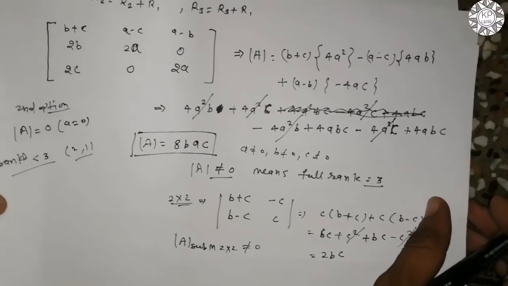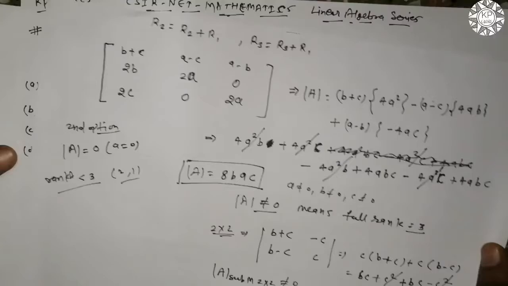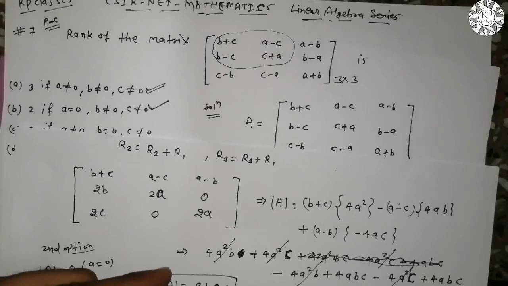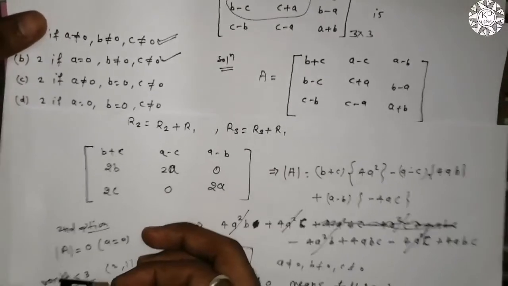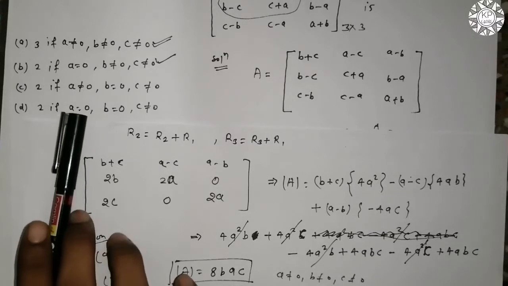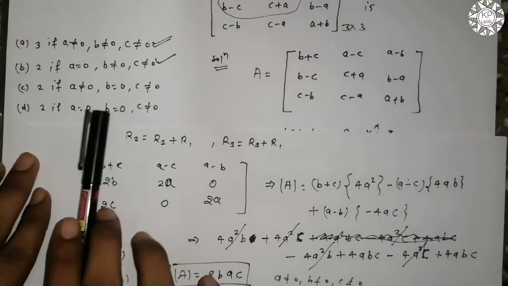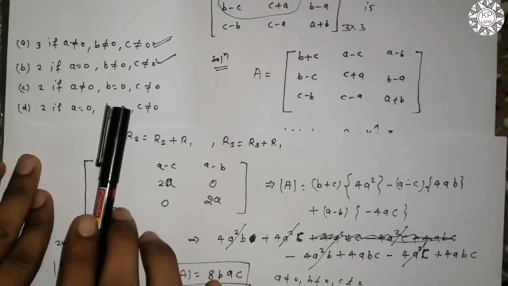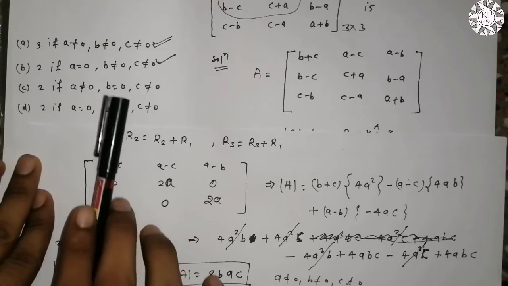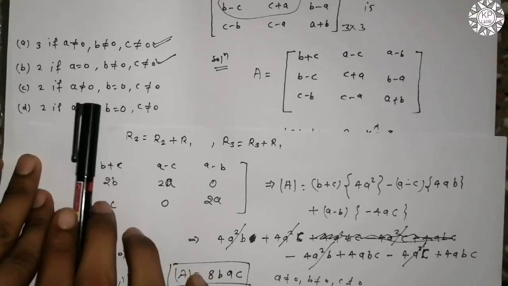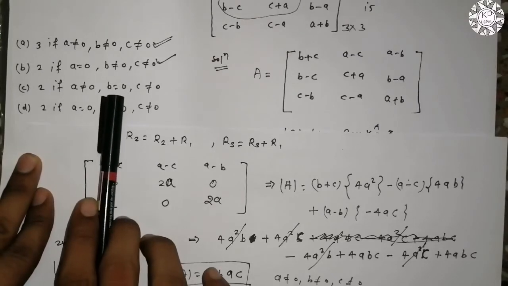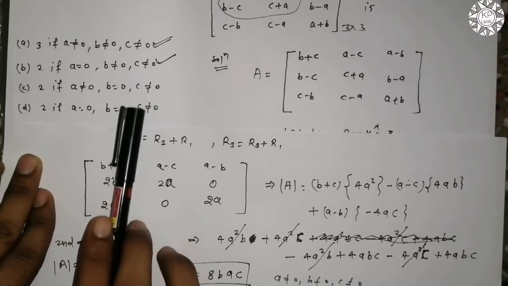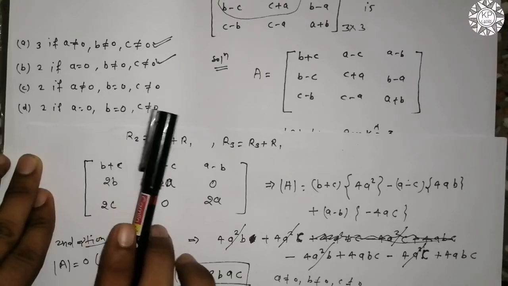In this case, when a equals 0, b not equal to 0 and c not equal to 0, the second option is also true. Now check the third option and fourth option. In both options one variable is 0, which means rank of A is less than 3 in both cases, because determinant of A equals 0 when a equals 0 and b equals 0. So in the third and fourth options rank of A is less than 3.